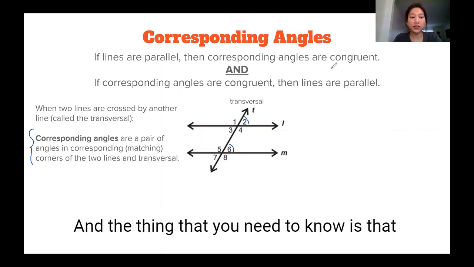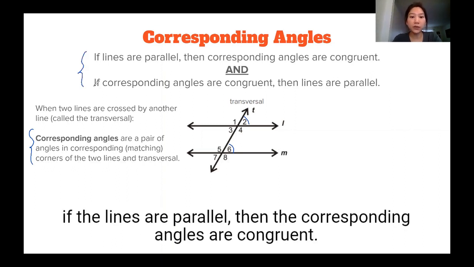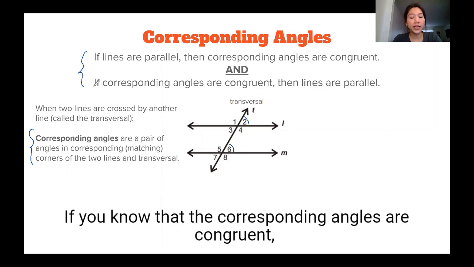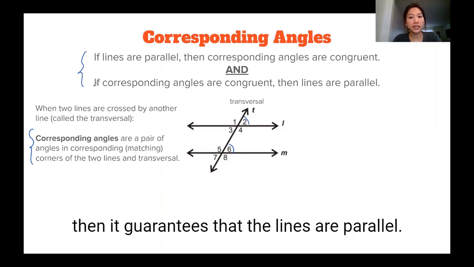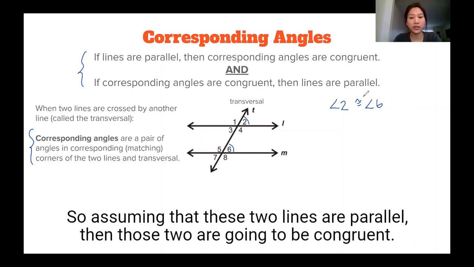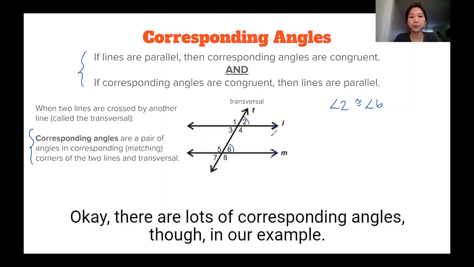The thing that you need to know is that if the lines are parallel, then the corresponding angles are congruent, but it also works the other way around. If you know that the corresponding angles are congruent, then it guarantees that the lines are parallel. So we would say that angle 2 is congruent to angle 6 because they are corresponding angles. Assuming that these two lines are parallel, then those two are going to be congruent.